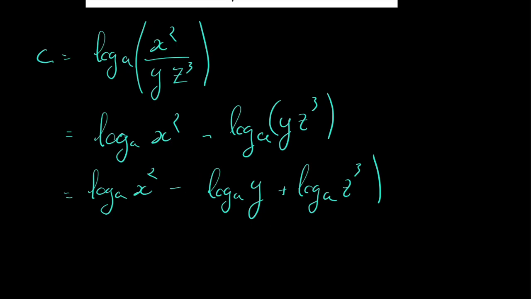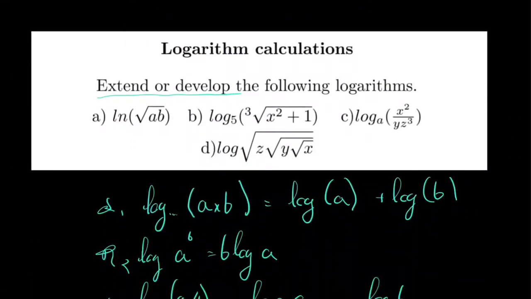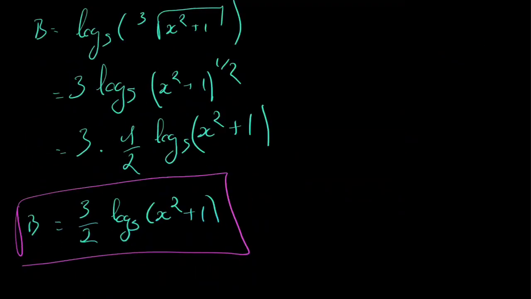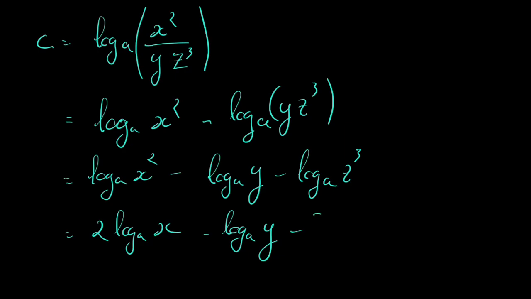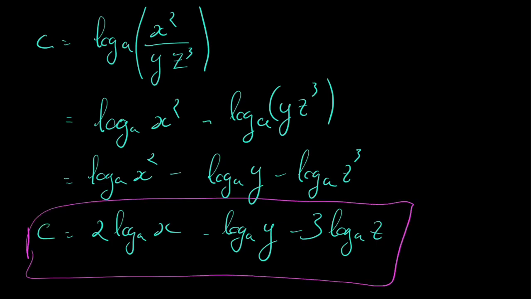If we develop this here and here, we will have minus log of y minus log of z to the 3. Using the power rule, so this rule here, we will be able to say that this is equal to 2 times log in base a of x minus log in base a of y minus 3 log in base a of z. And we have developed our logarithm.